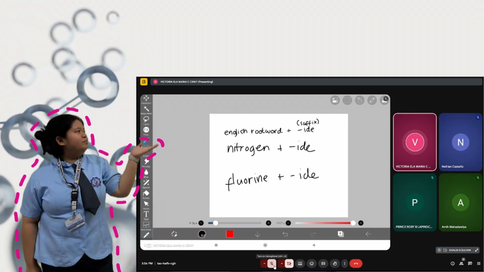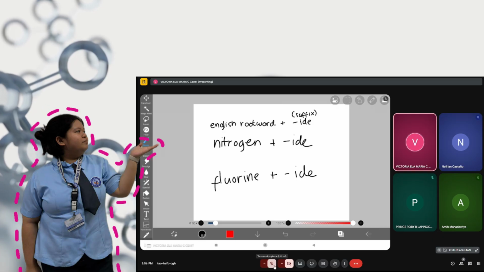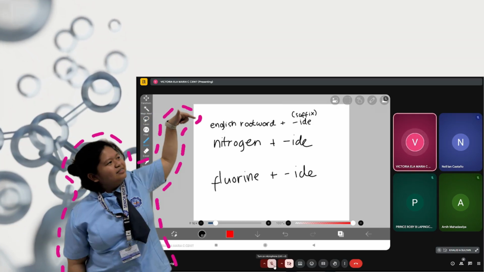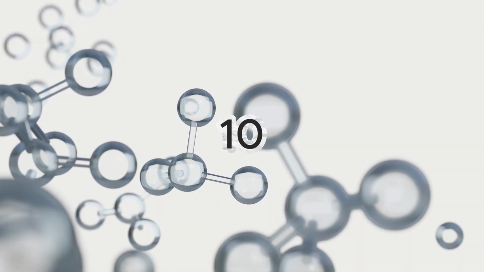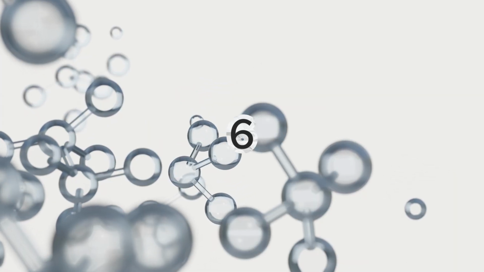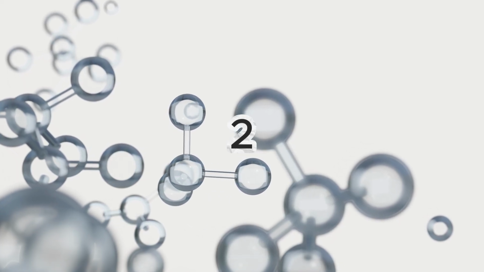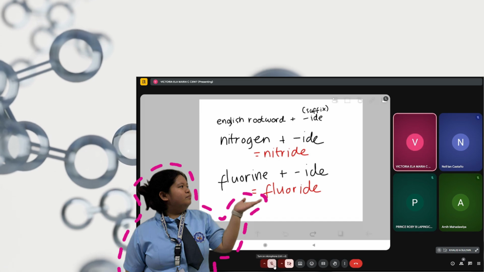Now that you've mastered it, let's ask the audience too. What are the names of the anions if you put the suffix IDE for these ones? If you answered nitride and fluoride, you are correct.